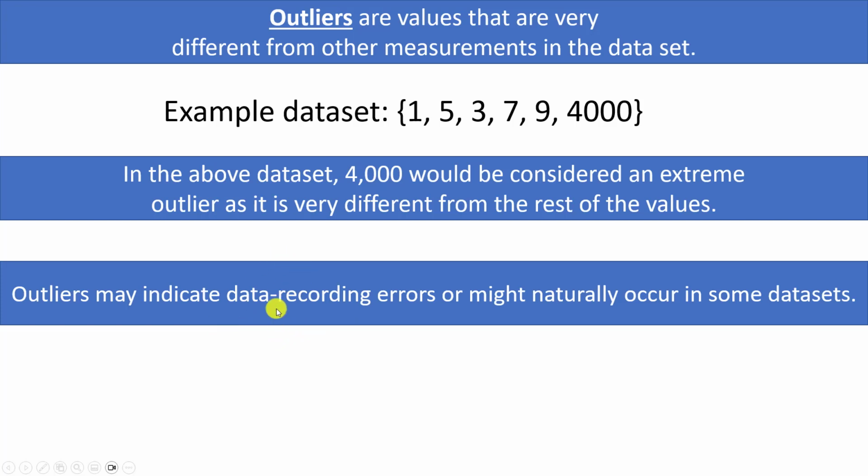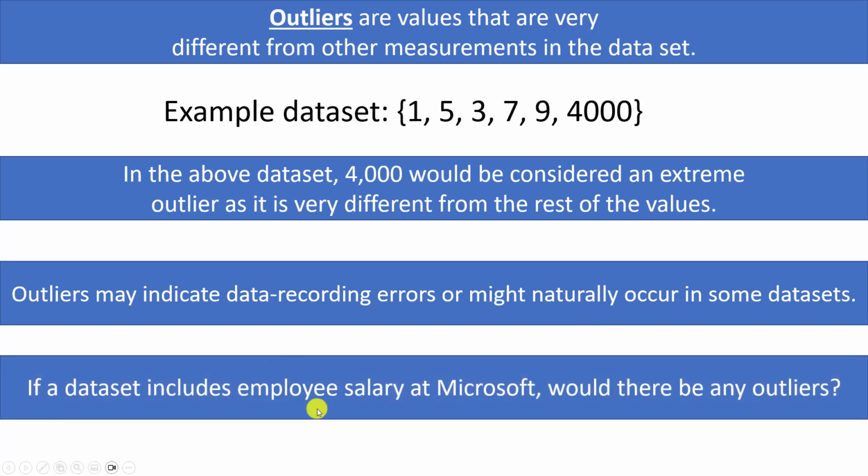So maybe when you recorded the data, this was not supposed to be a 4,000, right? Maybe it was supposed to be a 40 or a 4 or something, and somehow some zeros got tacked on. So it could be a data recording error, or naturally, you might just expect to see outliers in certain data sets, depending on the nature of your variable. There might just occasionally be outliers, and you shouldn't really be surprised to find one, right? An example of that might be a data set that includes the employee salaries of people who work at Microsoft.